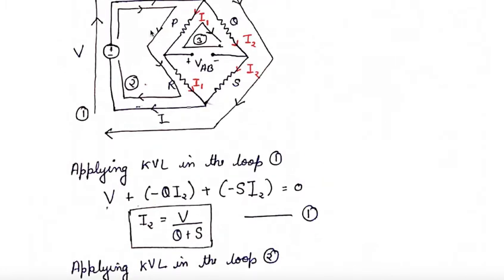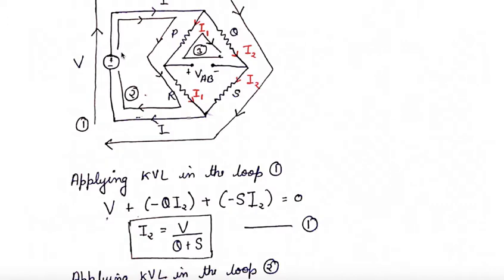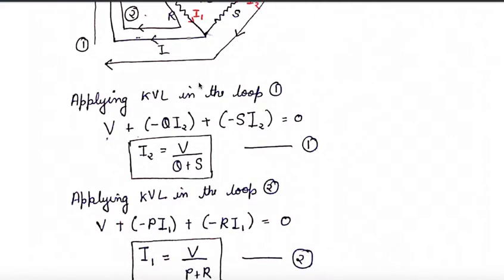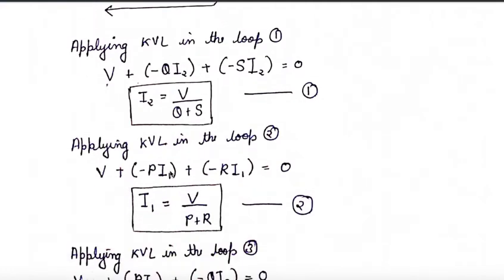Then applying KVL in loop 2, we are again going minus to plus, plus V. Then in the direction of current, so it will be minus PI1 minus RI1. So V minus PI1 minus RI1 equals 0. We have got the magnitude of I1 as V upon (P plus R). That would be our second equation.